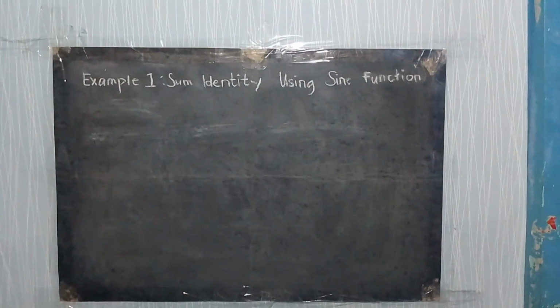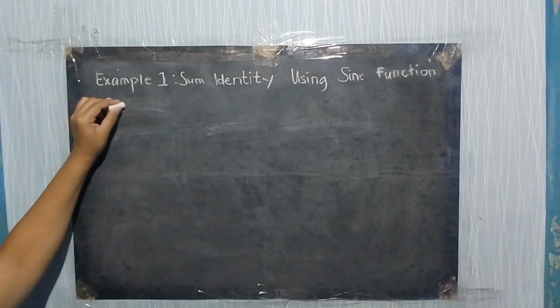Today we will be exploring six examples of sum and difference identity formulas and how to use them in each particular problem. So let's start with the sine function. Example 1: sum identity using the sine function.